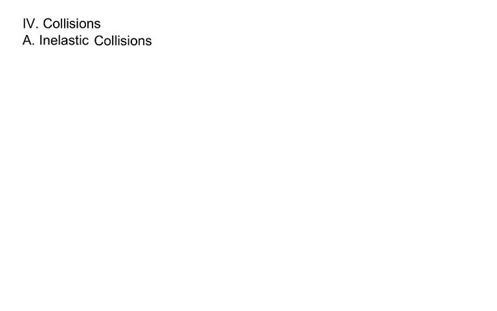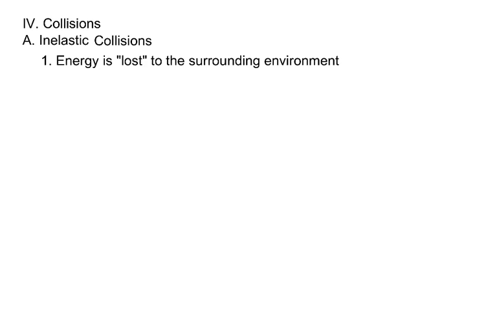Okay, let's talk about collisions. So when we're talking about conservation of momentum, there are two types of collisions that are very important to discuss. The first type is called inelastic collision or inelastic collisions. And in inelastic collisions, energy is lost to the surrounding environment during the collision. Now, this is typically in the form of sound or heat or light, or perhaps during a collision some items are damaged during the collision.